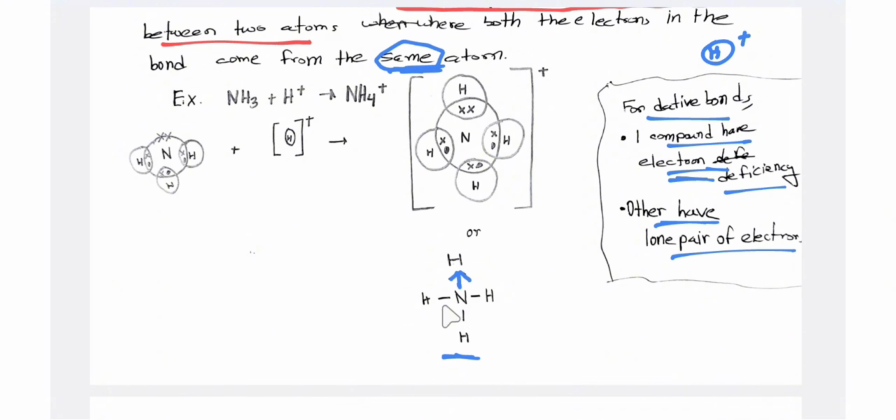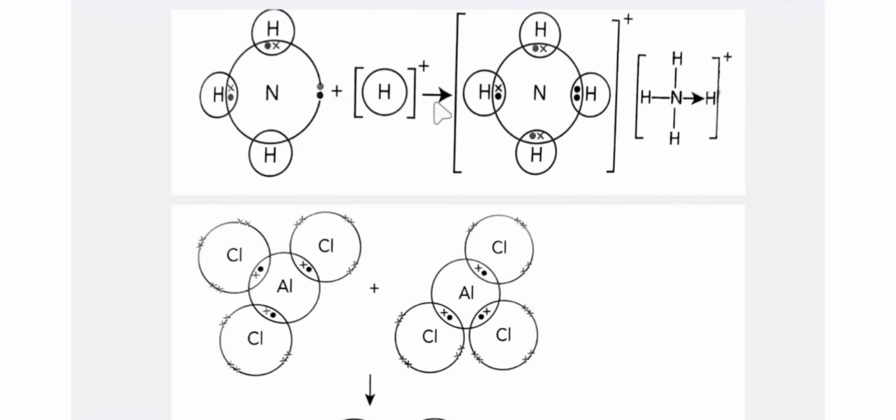So this is the ammonium diagram that I have explained. Nitrogen has a lone pair of electrons that are not involved in bonding, so it bonds with hydrogen. Both the electrons in the bond come from nitrogen, so it is a dative covalent bond, also called a coordinate bond. The dative bond is shown by this arrow, from the lone pair to another atom which has no electron.